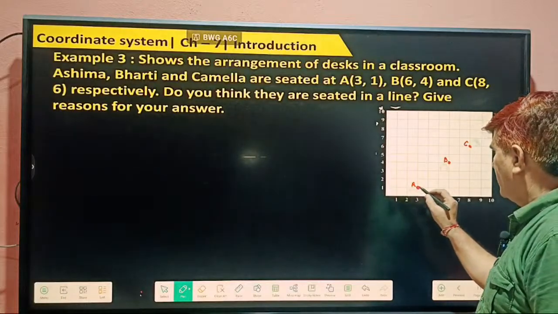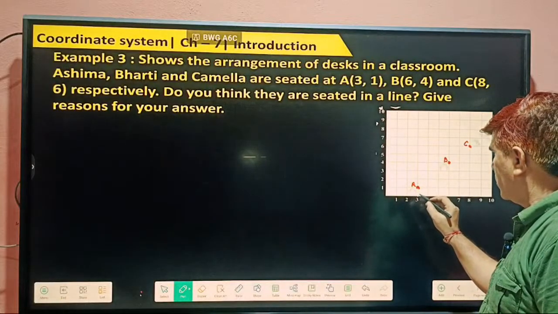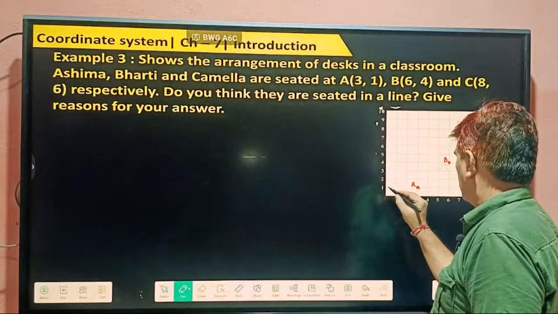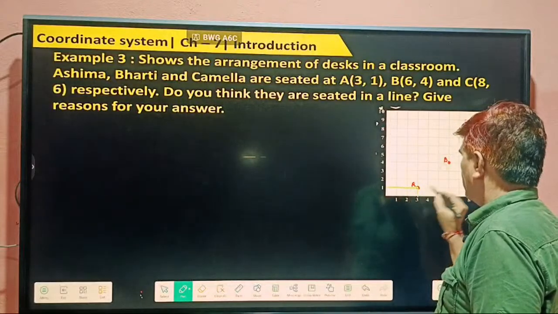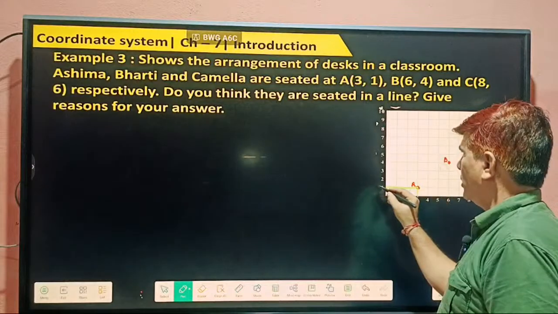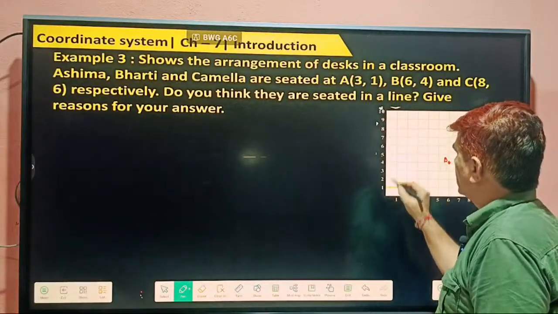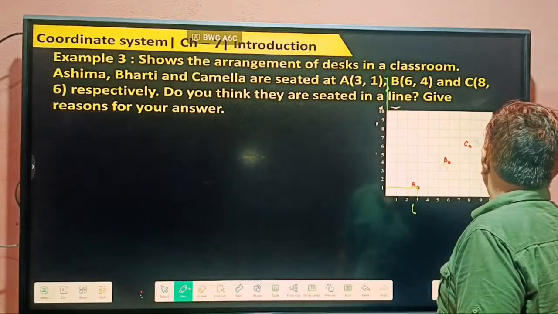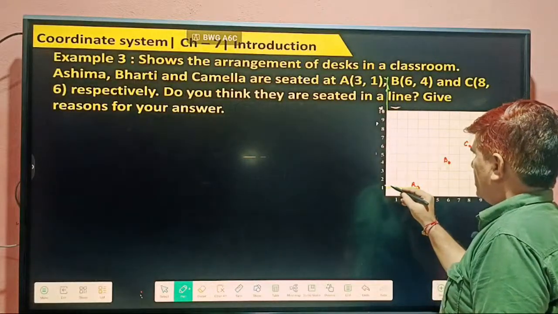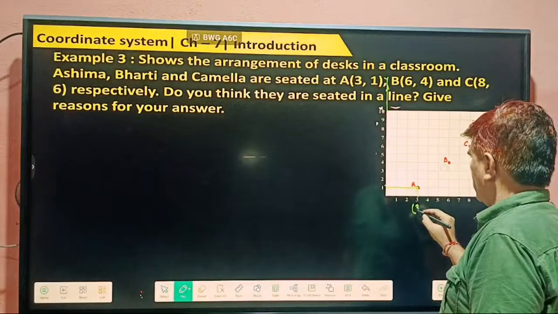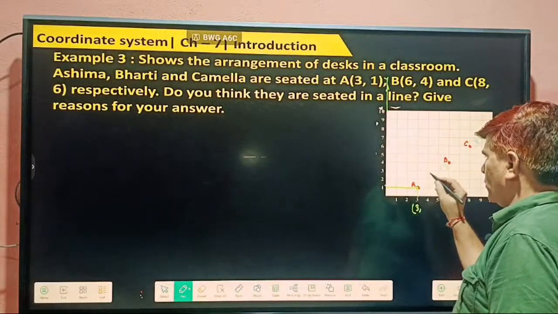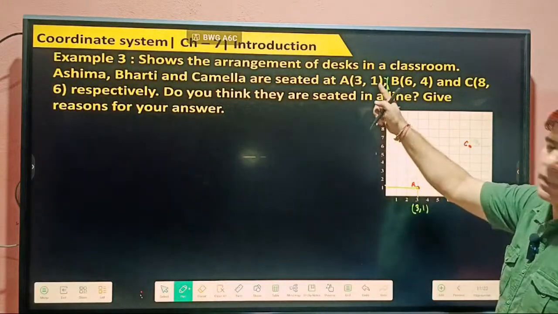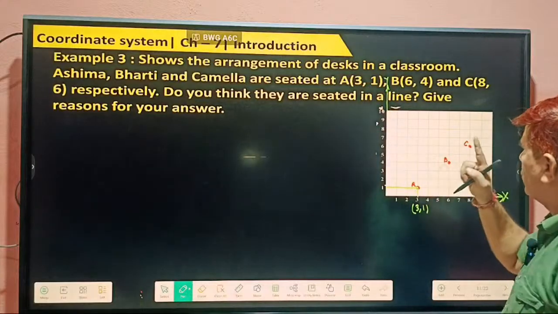If anybody is asking what are the coordinates of this point, coordinates of this point are like this. What's your x coordinate? It's the distance from the y-axis. This is the y-axis and this is the x-axis. How much distance? 1 unit, 2 units, 3 units, so this is equal to 3. And what's its distance from the x-axis? 1 unit, that is the y coordinate. So it's written here.